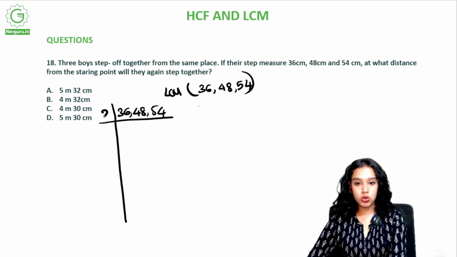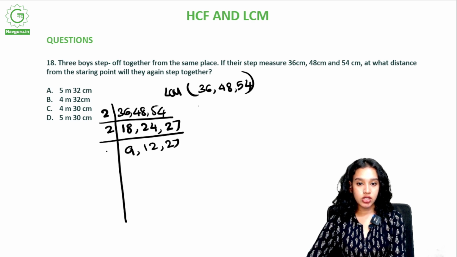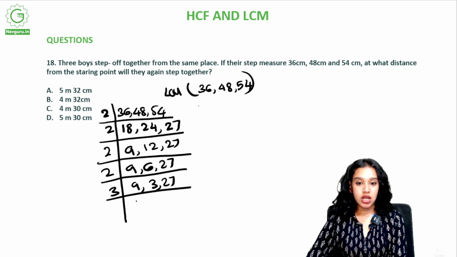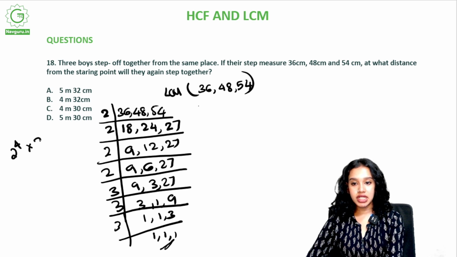So we have 2, we have 18, 24, and 27. Now again by 2, we'll get 9, 12, and 27 as such. Again with 2, we'll get 9, 6, and 27. By 2 again, we'll get 9, 3 and 27 and by taking 3, we'll get 3, 1 and 9. Again by 3, we're going to get 1, 1 and 3. Again by 3, we'll get 1, 1 and 1. So, it's basically 2 raised to 4 into 3 raised to 3.